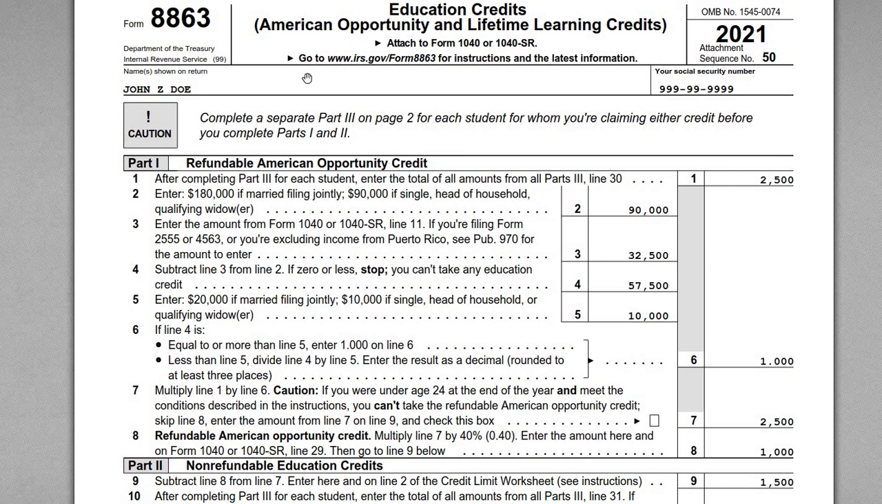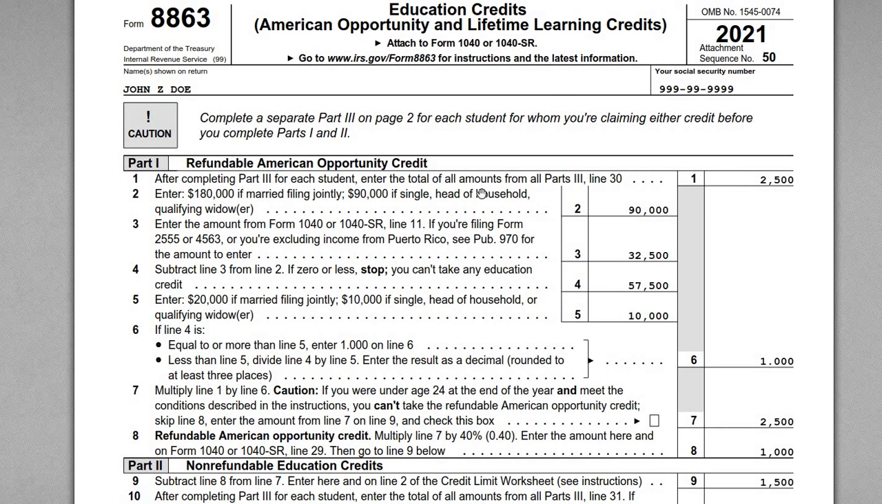Okay, for this video I wanted to cover IRS Form 8863. This is how to claim the education tax credit for the American Opportunity Tax Credit. The form is used to claim either one of these two, American Opportunity or Lifetime Learning.